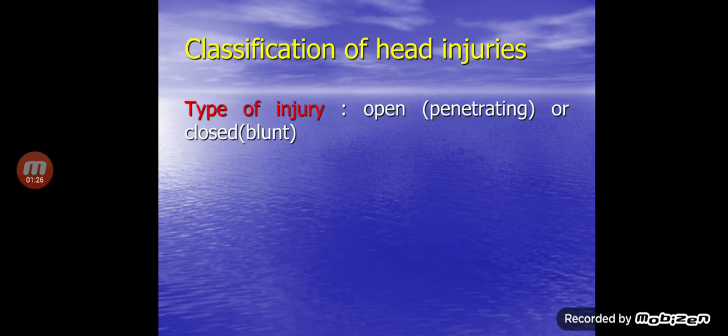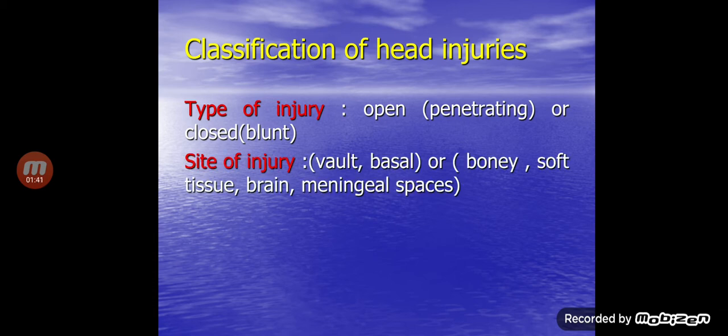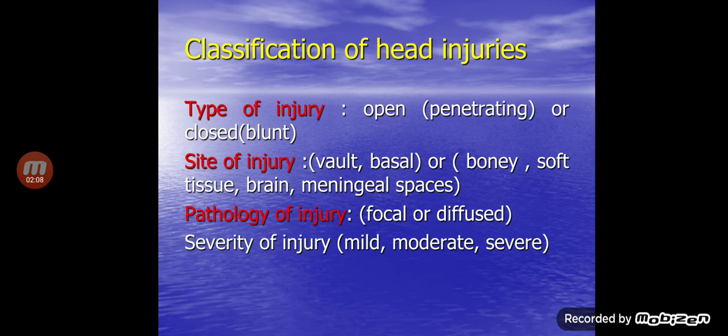In the classification of head injuries, there are a lot of ways. We may classify head injuries according to the type of injury, being open, that is penetrating, or closed, that is blunt. We may also use the site of the injury as a classification, so it may affect either the vault or the basal parts. It may also affect the bony components, the soft tissues, the brain, or even the meningeal spaces. Pathology of the injury is another way of classification, so the injury may be either focal or diffuse. The severity of the injury is also another way of classification.